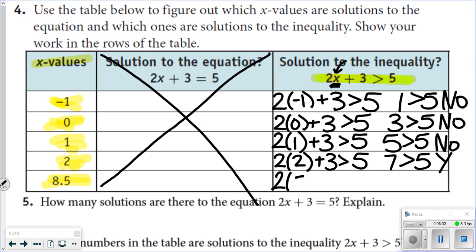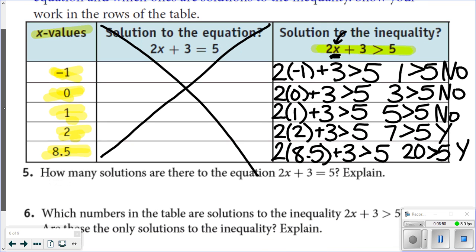Let's plug in 8.5. Type that in. We get 20 is greater than 5. Is that a true statement? Yes. So 8.5 is a solution. It makes our inequality true.